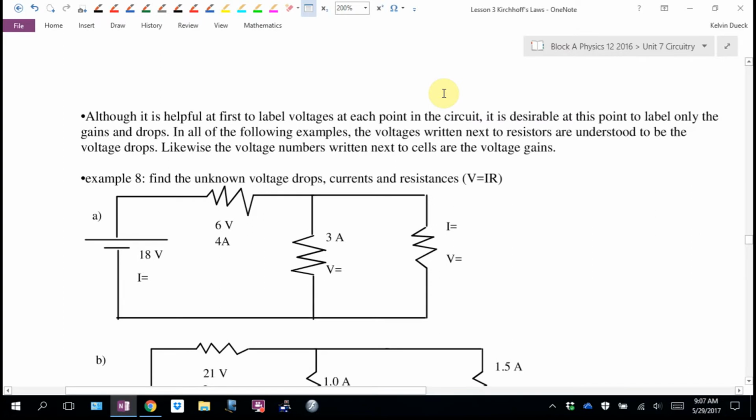Although it's helpful at first to label the voltages at each point in the circuit, it's desirable at this point to only label the gains and drops. This, example 8 and following, is much more likely what you're going to get on your test, circuits to solve.